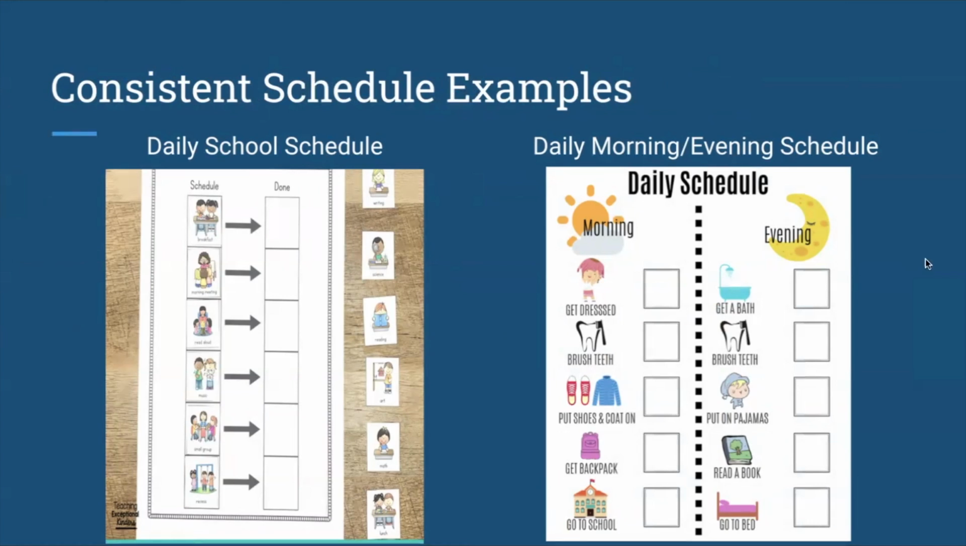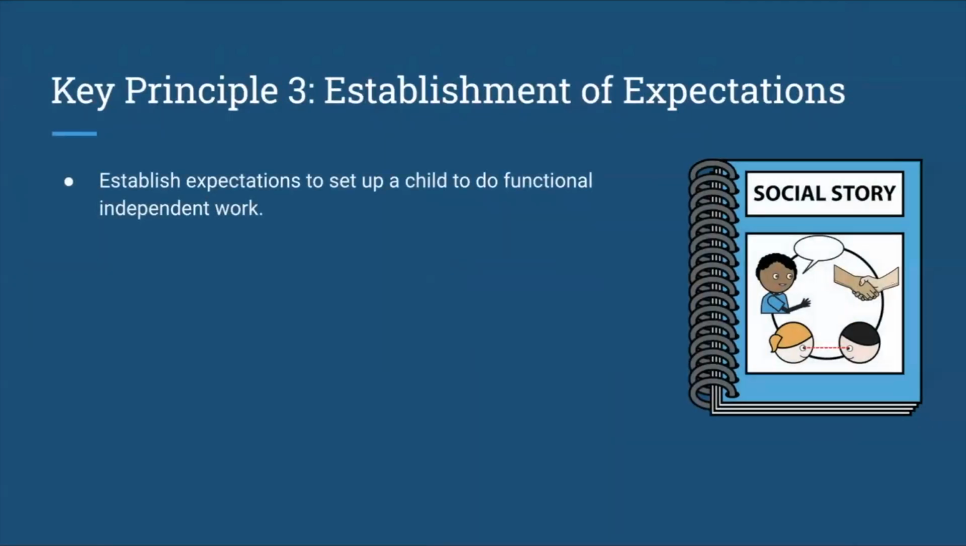The ultimate goal of this principle is to help the child to accept subtle changes in their routines and to learn flexibility. The third principle, establishing expectations, helps to establish expectations in different areas to prepare a child to complete functional, independent work.